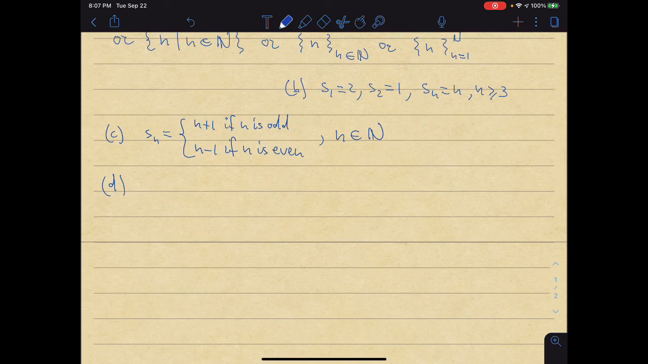I can make Sn be minus 1 to a power that depends on position. So at the first position, I want to see an even number. So how would I get an even number? Well, it's 2.